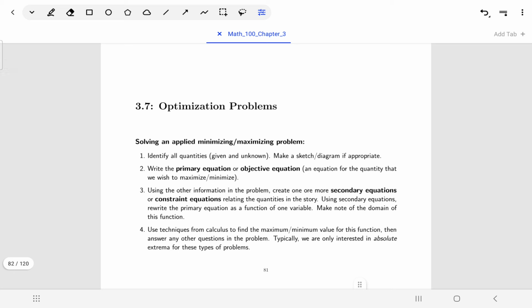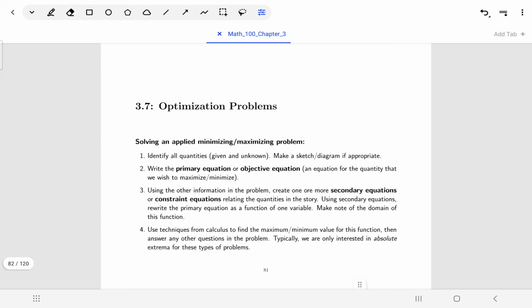Welcome back. In this section, we're going to be looking at some applied minimization and maximization problems. For these problems, we're going to have some sort of a story, and here are some general guidelines for dealing with that. Firstly, we're going to think about what we know and what we do not know, thinking about the quantities in the story, and more than likely making some sort of a diagram or a sketch.